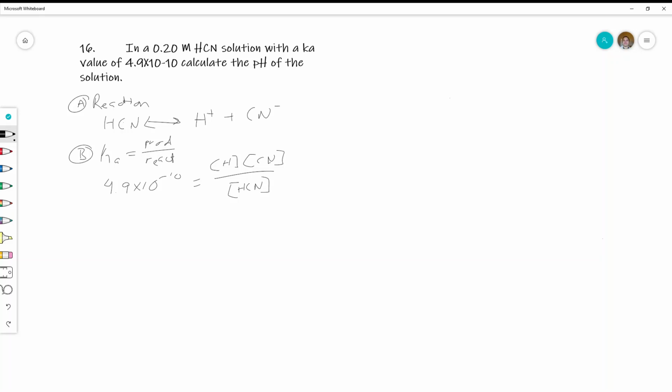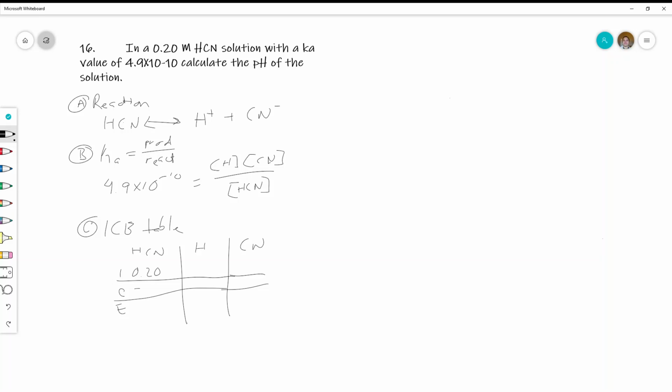Alright, so next we need to go ahead and set up our ICE table so we can find out what those concentrations are at equilibrium. So we set up our ICE table. Okay, we have our ICE table, and our hydrogen, our CN. So our initial concentration, which is given to us in the problem, is 0.2.